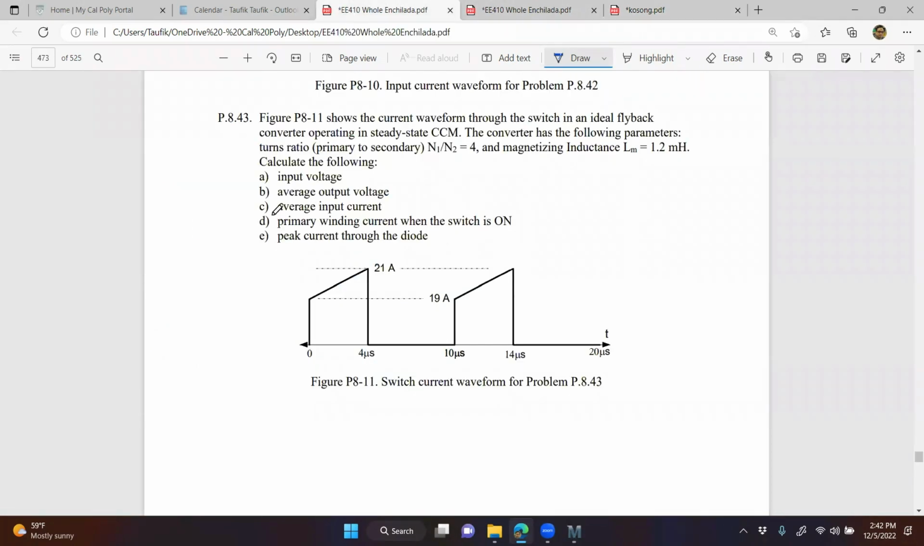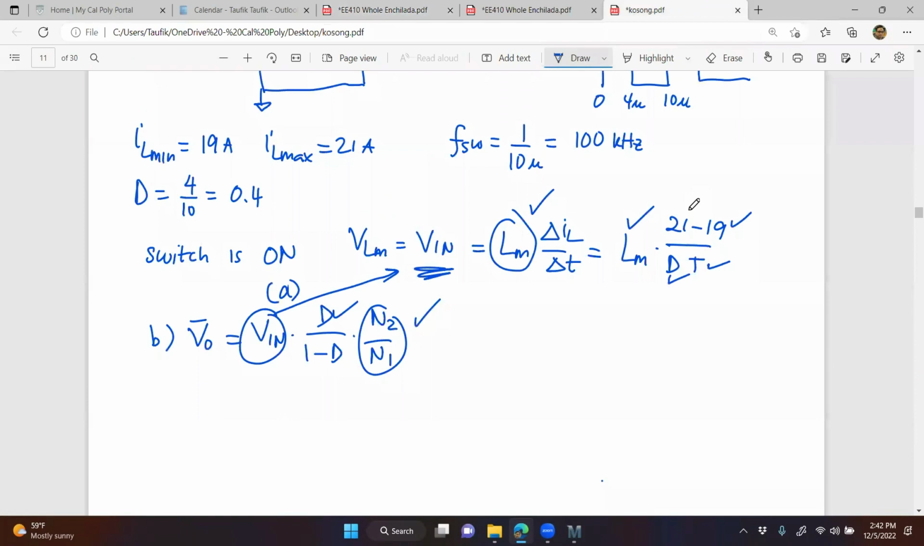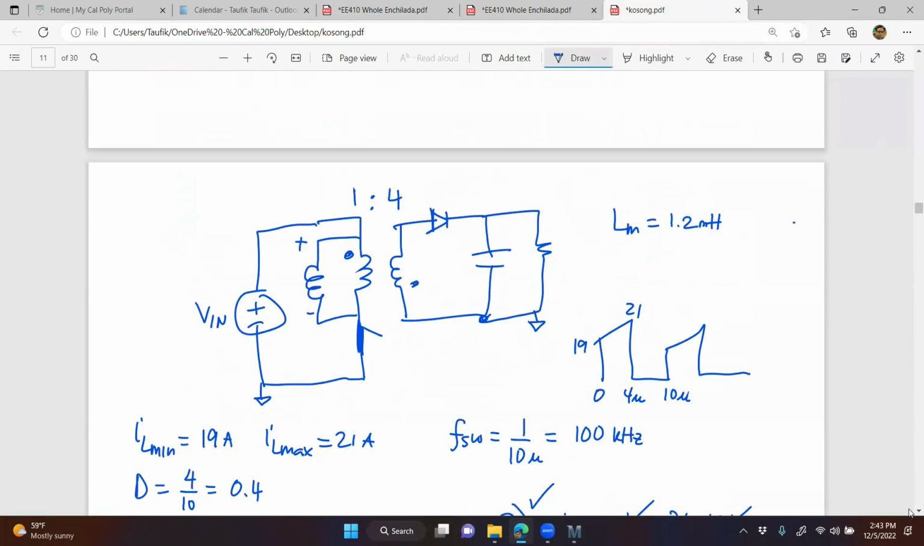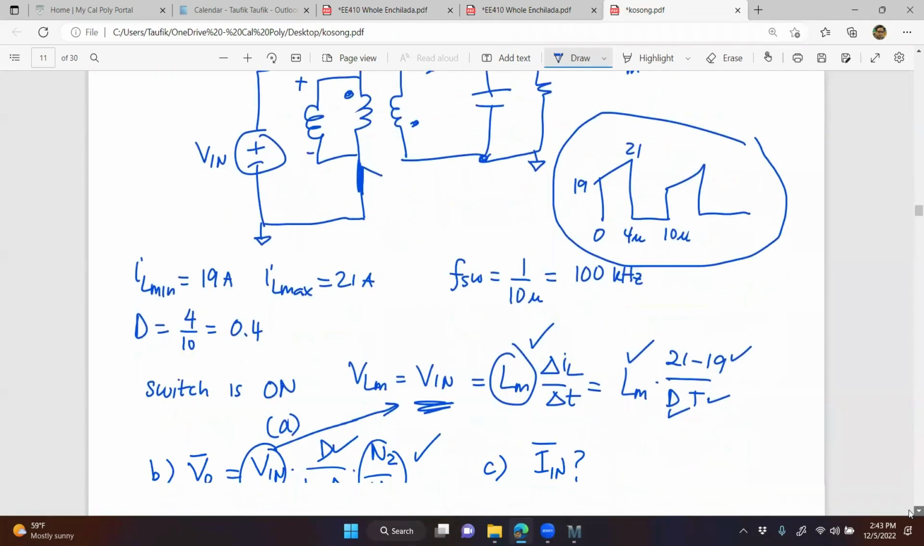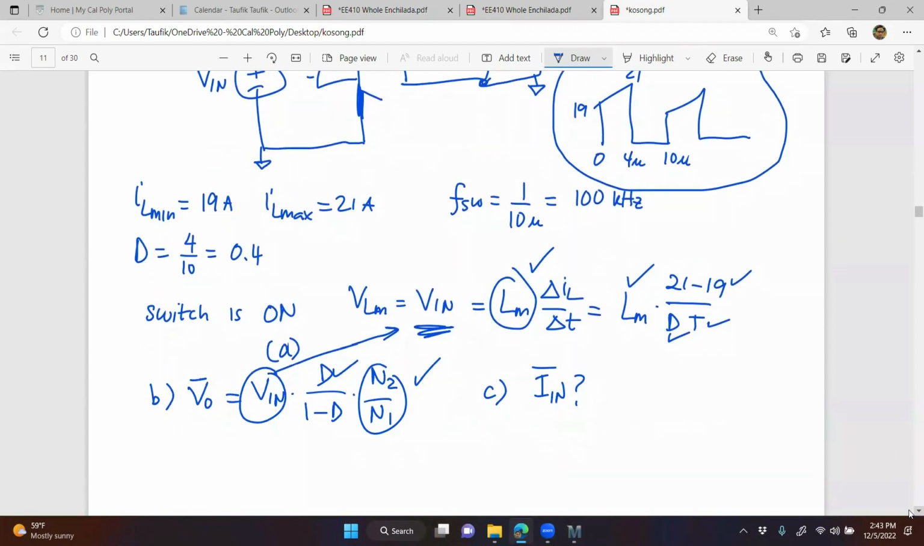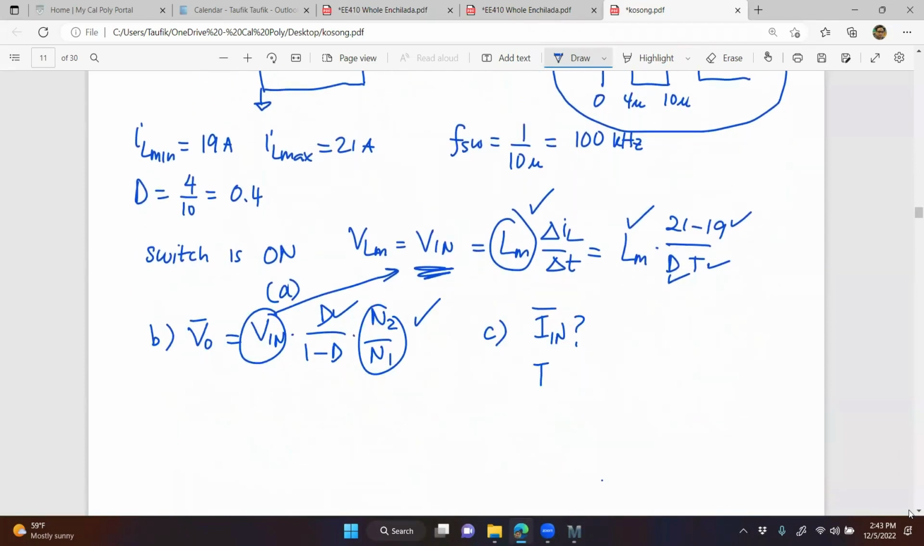Part C, average input current. What is that equal to? Well, average input current is this current right here. So what we did before: find the average, find the area. That's correct. So I in average should be equal to I switch average. Yes.